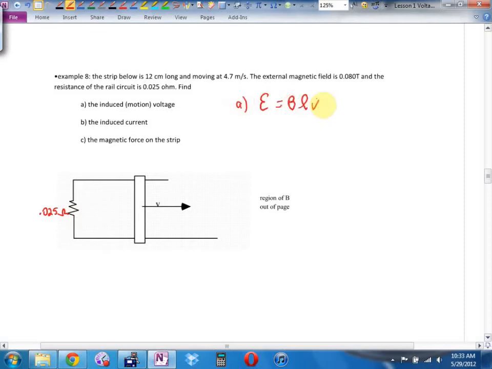Induced voltage is BLV. Magnetic field 0.08, and we could create that magnet with an electromagnet solenoid, or it could be a permanent magnet. The length, it says the strip is 0.12 meters long, moving at 4.7 meters per second. How many volts will we be inducing?